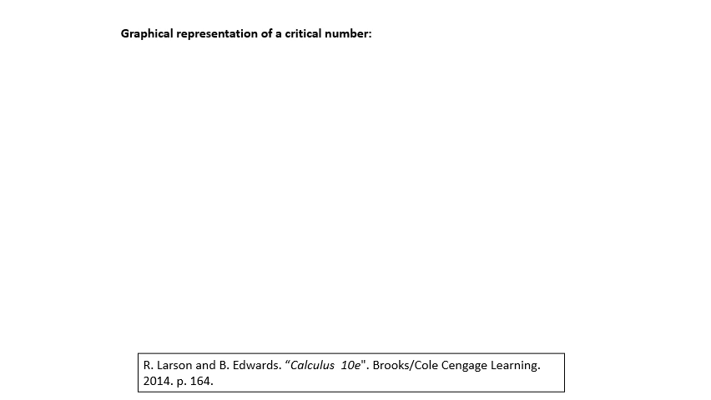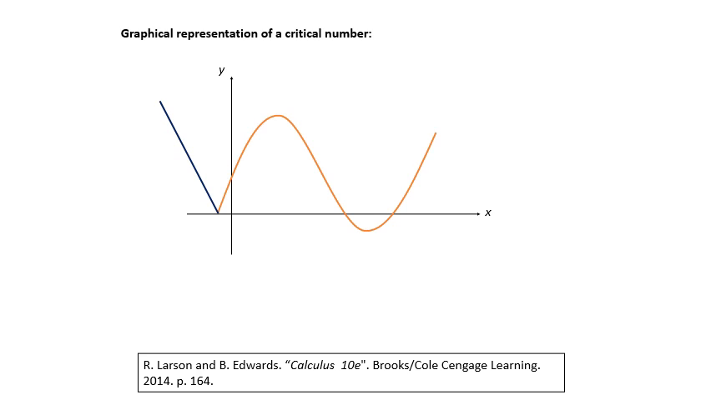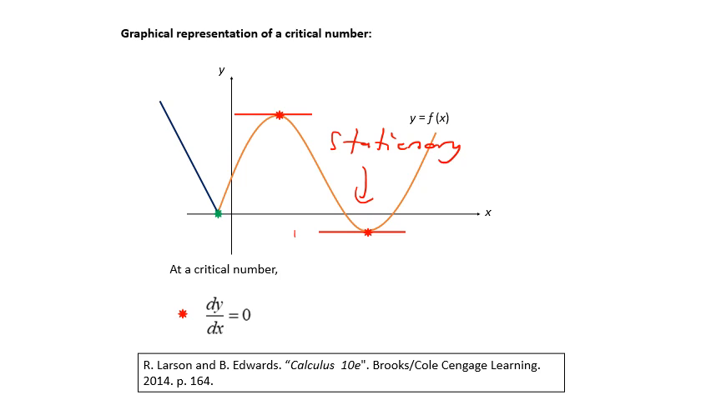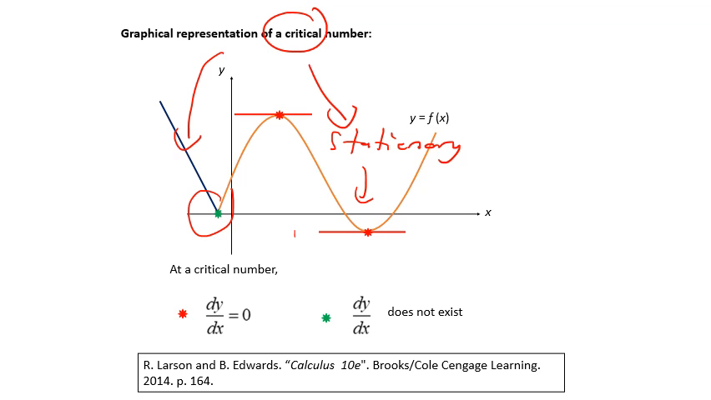Right, here's the graphical representation of a critical number. As I mentioned before, remember critical has two cases. The first one is a stationary, that is this one. The second one we also call stationary. So critical consists of both stationary, where the first derivative equals 0, and also cases where there is a sharp change in gradient, where dy/dx does not exist. So this is the case where it does not exist, which we also consider a critical number. This is the graphical representation of a critical number.